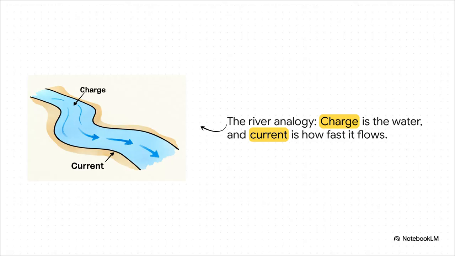The absolute best way to get this is the river analogy. Imagine a huge river. All the water in that entire river system, that's your charge. But how fast that water is flowing past you, the amount of water rushing by every second, that is the current. See? One is the stuff, and the other is the speed of the stuff.